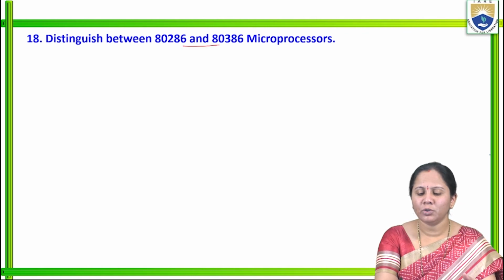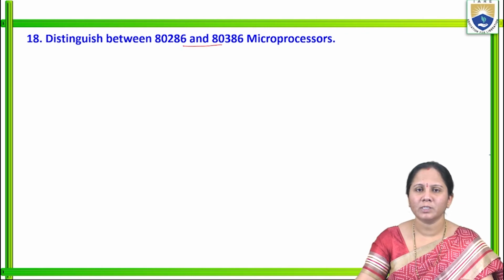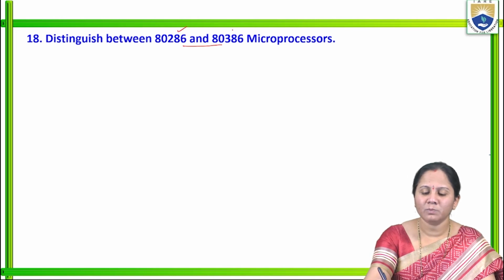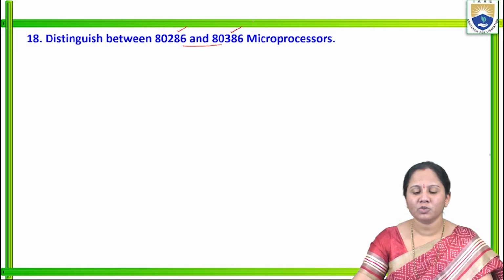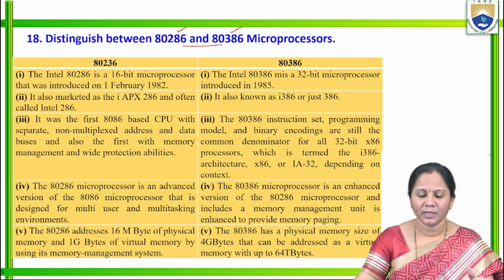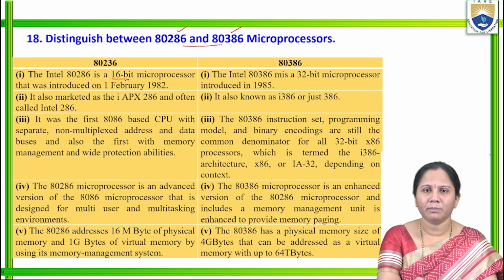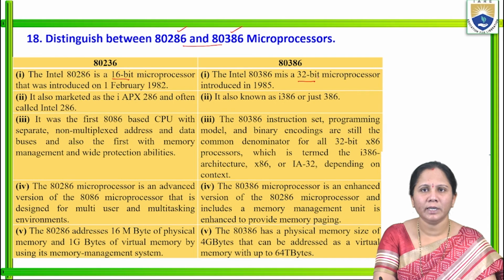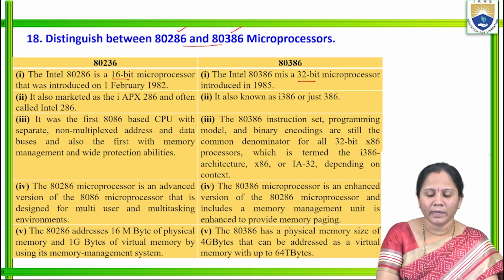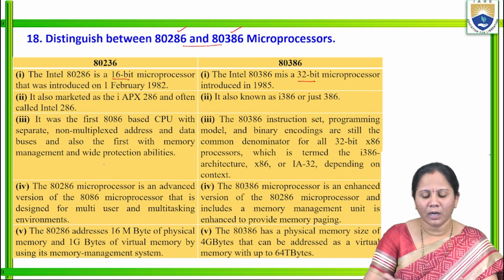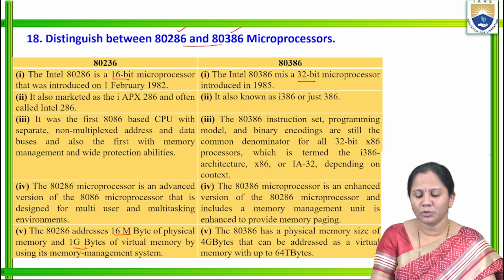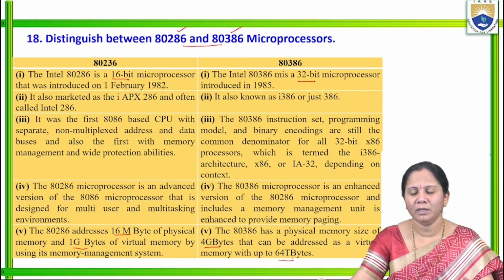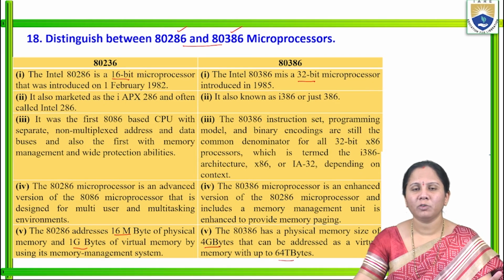And distinguish between 80286 and 80386 microprocessor. So here we have to write the differences between these two based on the features of that microprocessor, advanced process, and also regarding architecture. Like what is the size of the data bus in 80286 and 80386. Okay. And here, what about the memory that is available in 80286 and how much amount of memory is available? How much amount of physical memory and how much amount of virtual memory? What is the size of the registers? What is the size of the address bus?